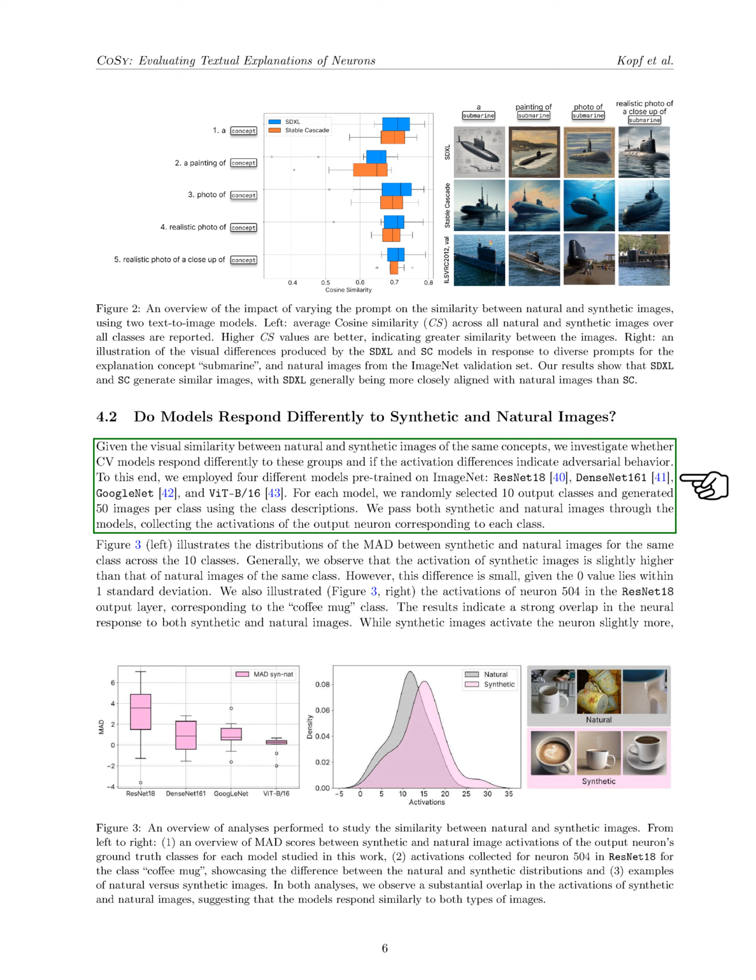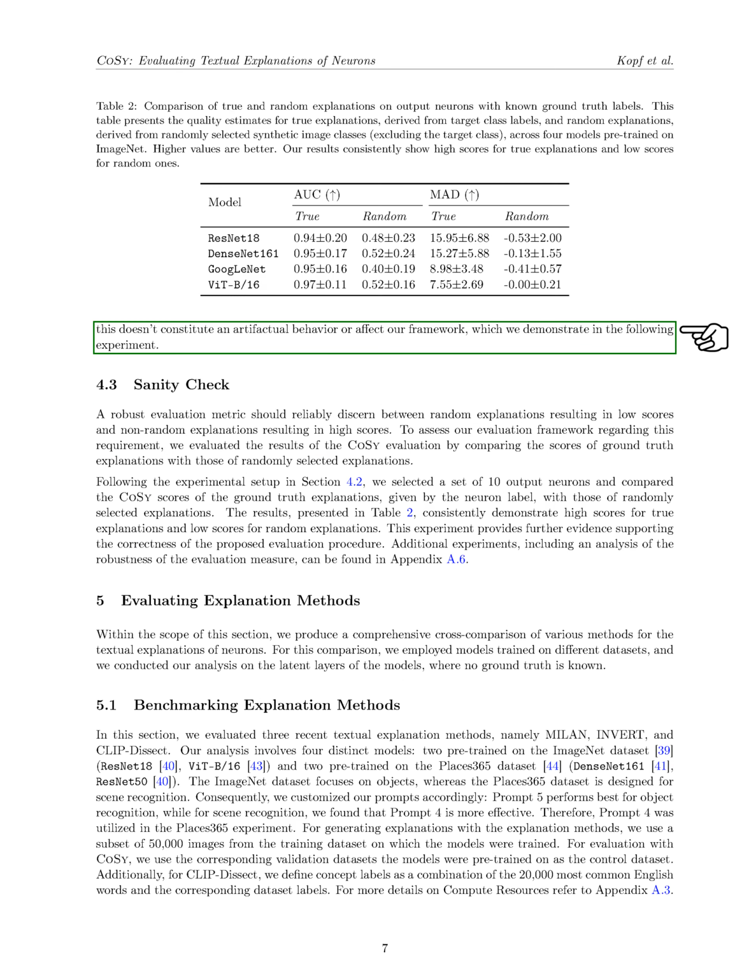Next, we investigated if computer vision models respond differently to synthetic and natural images of the same concepts and whether any differences indicate adversarial behavior. We used 4 models pre-trained on ImageNet and generated images based on class descriptions. By comparing the activations of output neurons for synthetic and natural images, we found that synthetic images slightly activate neurons more than natural images, but this difference is small and doesn't affect our framework significantly.